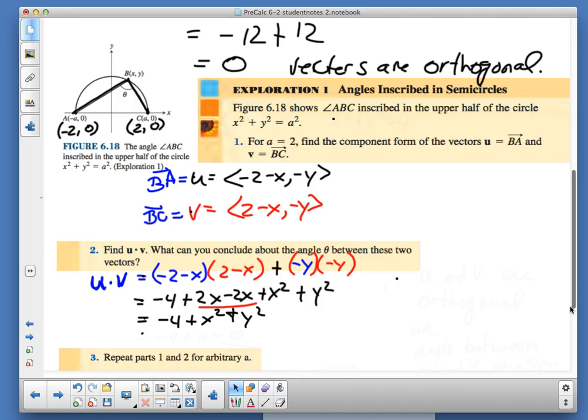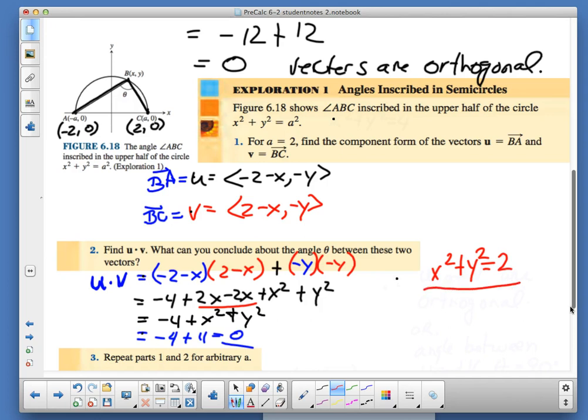Now, as I look at this, I've got to keep in mind what I'm doing. They told me here that A was what? As I'm going through this, I know x squared plus y squared is equal to my r squared, and r was 2. That is the equation of my circle. Since my radius is 2, x squared plus y squared is 2 squared, so I can substitute 4. So I get negative 4 plus 4 is equal to 0.